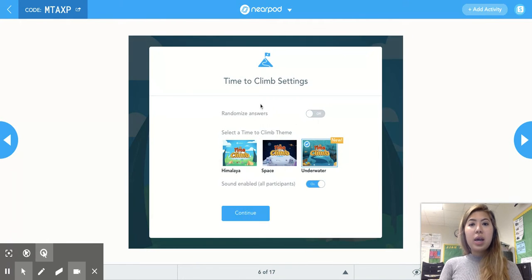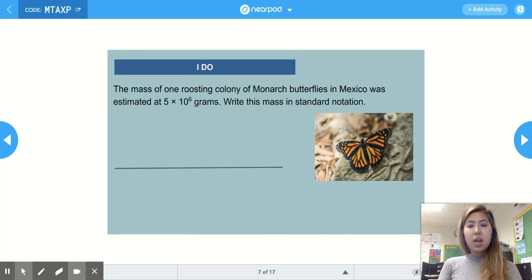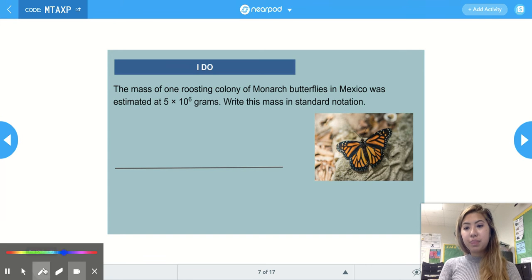There's a quick Kahoot-like activity on Nearpod. Then this first I do problem. It says the mass of one roosting colony of monarch butterflies in Mexico was estimated at 5 times 10 to the power of 6 grams. Write this mass in standard notation.